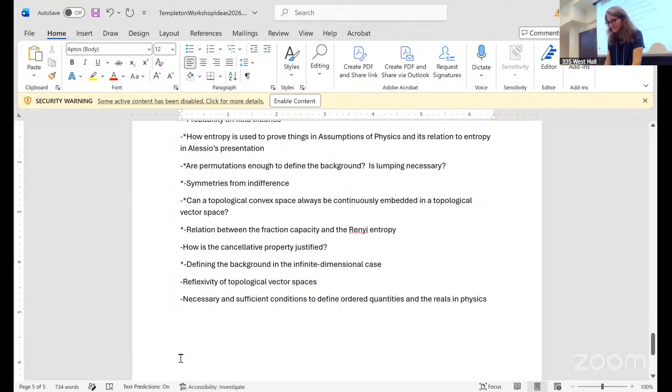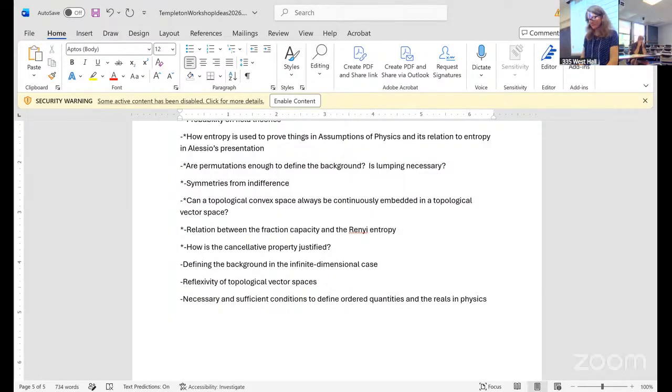Reflexivity. So the background in the finite case, this we didn't have yet, right? So you have a star against how is the property justified, it doesn't have a star and it should. Oh yes, and the one below shouldn't. Yeah, I just did it.